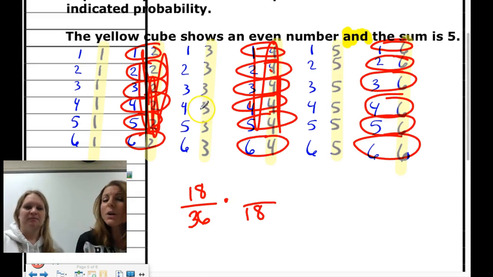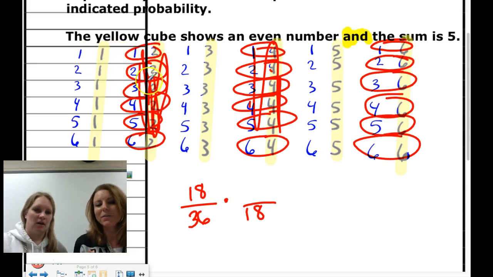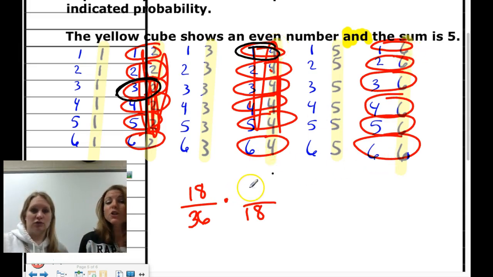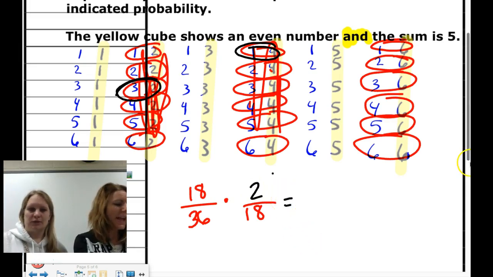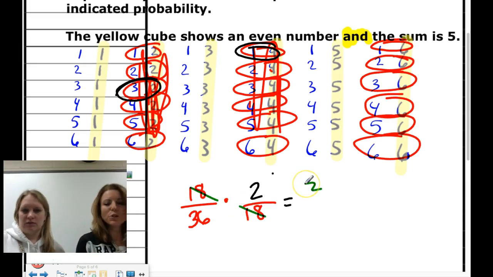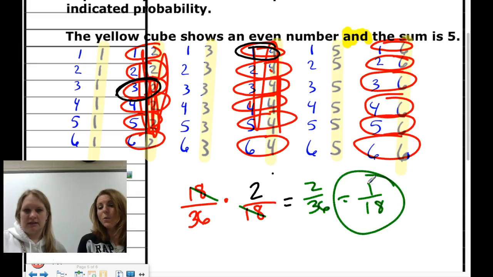So now out of those 18, which ones have a sum of 5? So right here we have 3 plus 2, none. 4 plus 1, none of those. And that's it. So how many? 2 out of 18. Exactly. And look what happens. Multiply them, the 18s can cancel. Easy enough. And then all you end up with is 2 over 36, which is 1 over 18. That's always going to be the case.